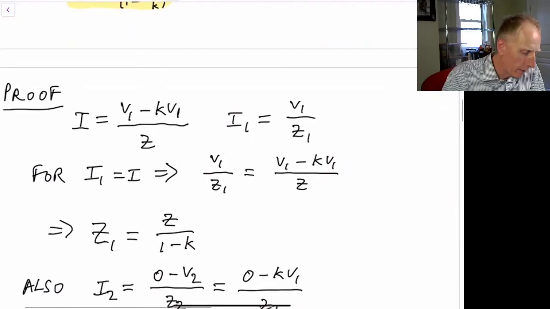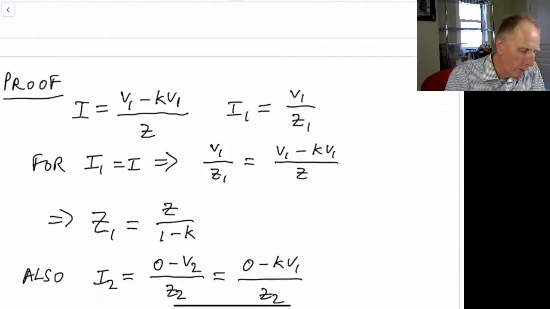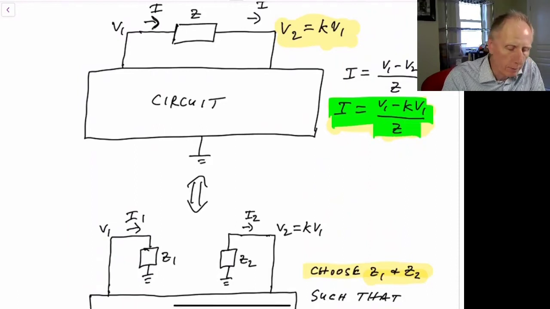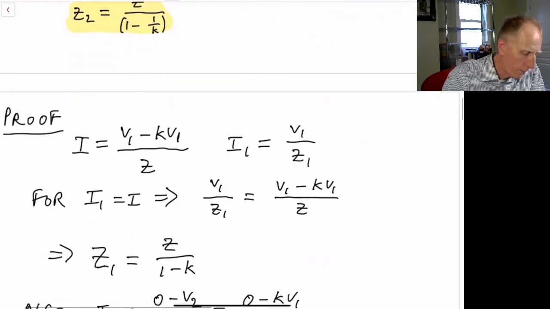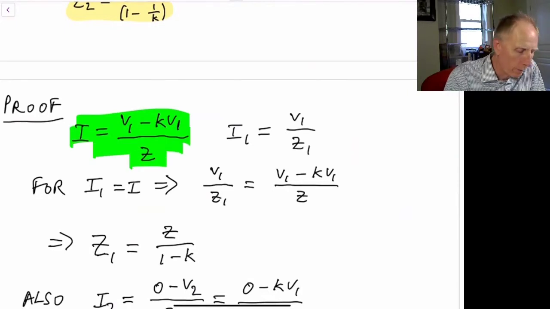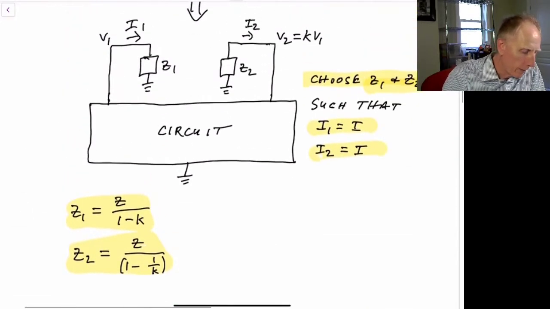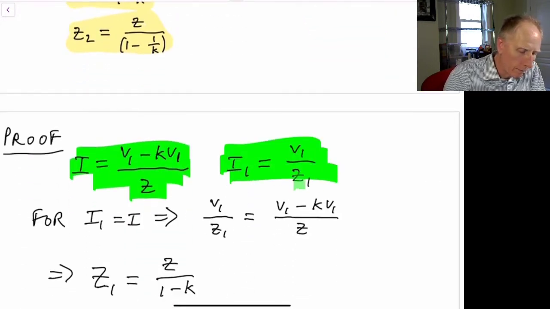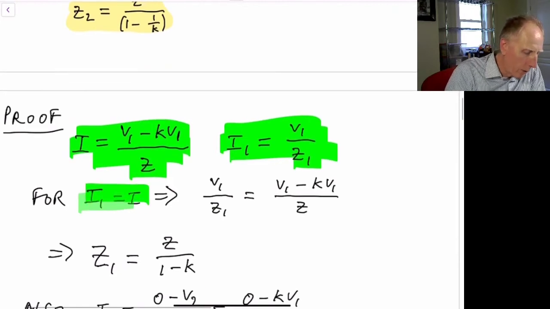The proof for that is given here. We have from before that I is equal to V1 minus K times V1 divided by Z. So we have this equation here. But we also know in the second circuit that I1 here is just equal to V1 divided by Z1. So we have the second equation here. We want to make I1 equal to I.